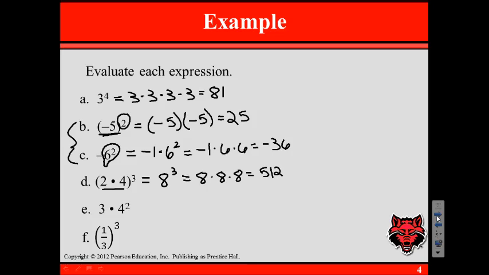In the 5th example, 3 times 4 squared, again, this 4 squared, 4 is the only number being taken to the 2nd power. The 3 does not raise to the 2nd power. So we can rewrite this as 3 times 4 times 4. And again, using hand or using a calculator, we can evaluate this to be 48.